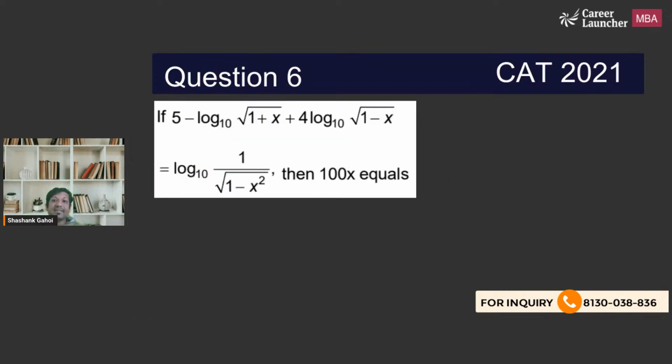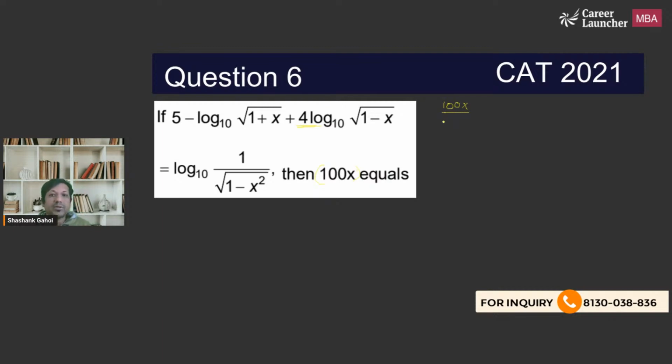What does it say? It is a question from CAT 2021. Okay. Now, what is the approach we'll take? Okay. So 5 times this, and it is 4 times. Okay. And it is something, something, something. And remember, the question is not asking about the value of x. The question is asking about the value of 100x.